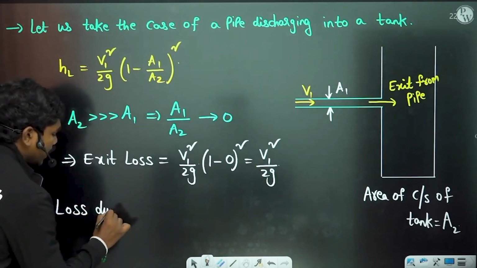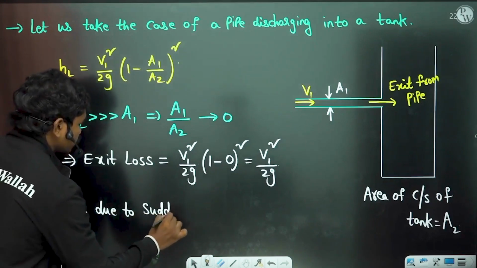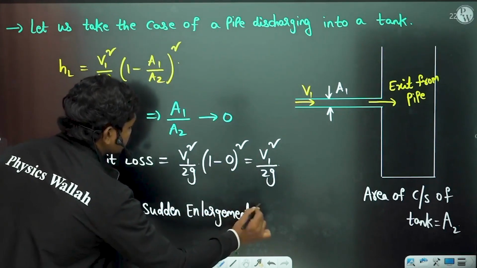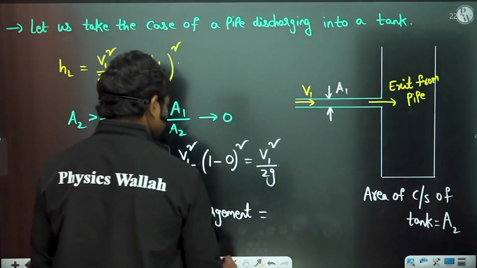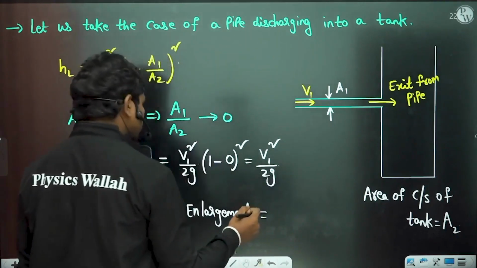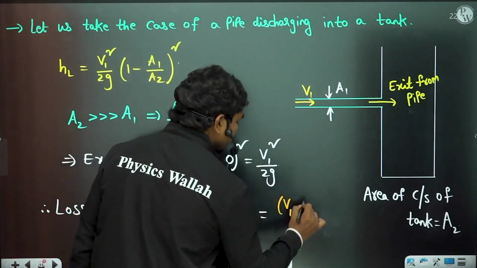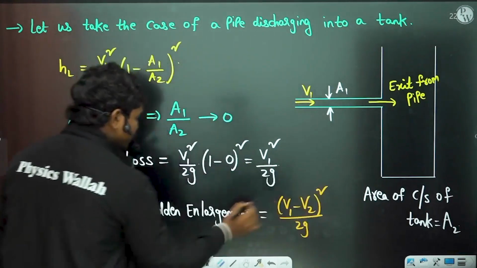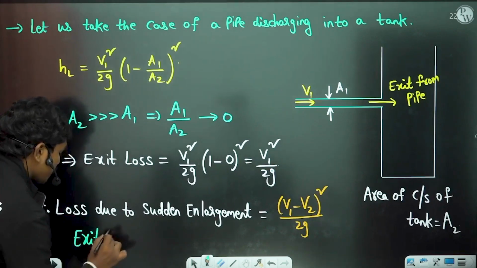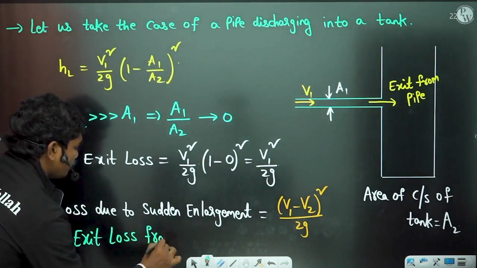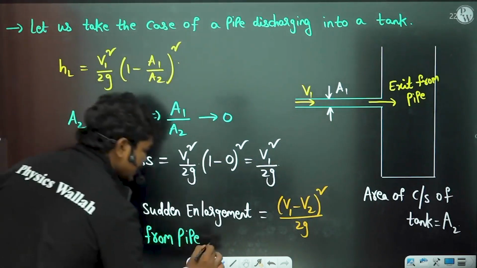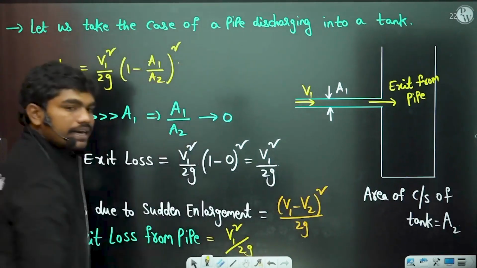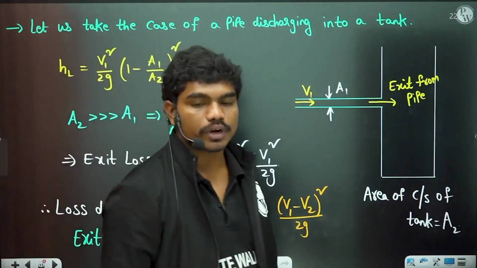So therefore, loss due to sudden enlargement is equal to V1 minus V2 whole square by 2G, and exit loss from pipe is equal to V1 square by 2g, which is nothing but the kinetic head of the fluid in this flow. Clear? So these are two important things that we could discuss here.